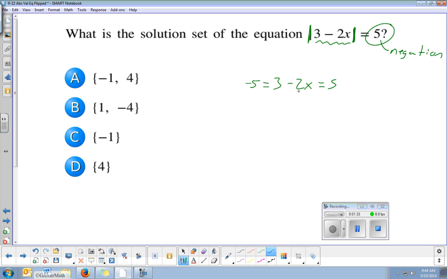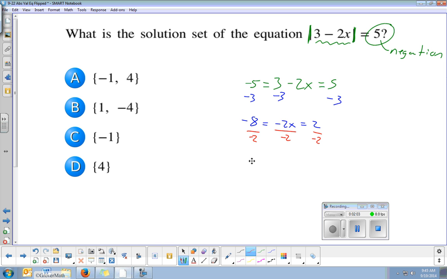Meaning to get x alone in the middle, I need to subtract 3, and I'm going to do that to my equation over here on the left and also my equation over here on the right. So I subtract 3 from every part, and that's going to result in negative 8 equals negative 2x equals positive 2. And then what would I do to get x alone? I would divide by negative 2, and again, I do that on each part. So divide by negative 2.